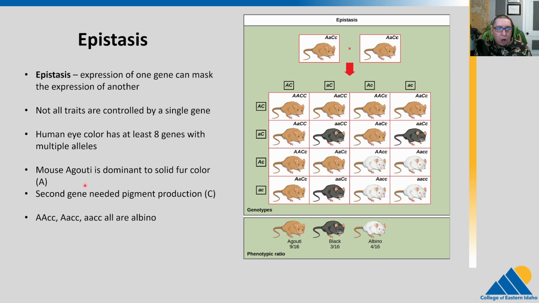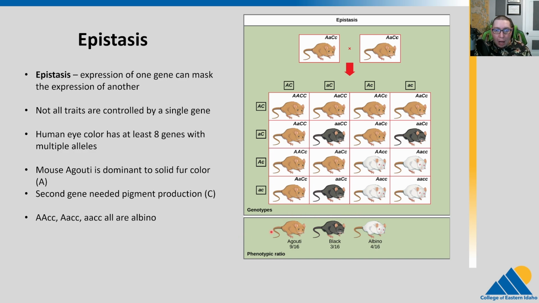In mice, this agouti gene is dominant to solid fur color. Okay, but there's a second gene needed for pigment to even be produced. So the second gene can be what we call epistatic to this. Even if you have 2 dominant agouti alleles or even 1 dominant agouti allele, it can be masked by the recessive pigmentation production gene. These recessives become albino. So it screws up this patterning, really.